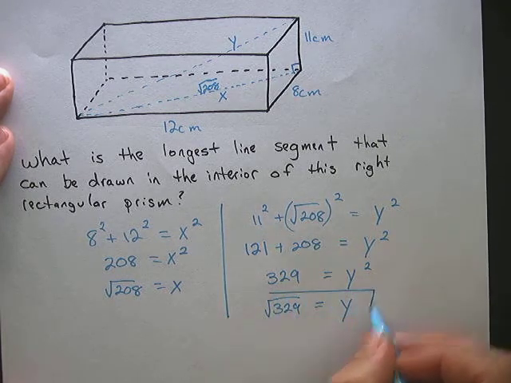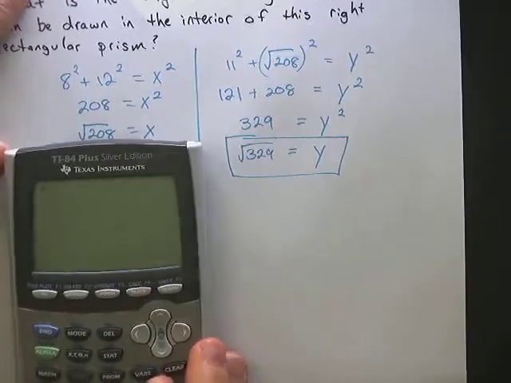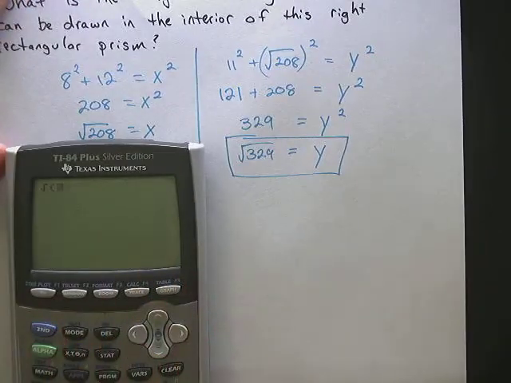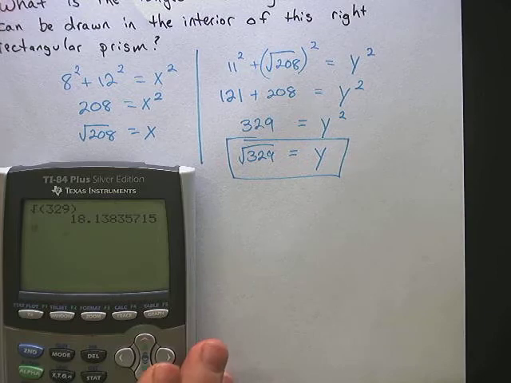More than likely, this is what they're going to want as your final answer, but you can always type it in the calculator if you want. The square root of 329 is about 18.14, if you need a decimal. And that's it.